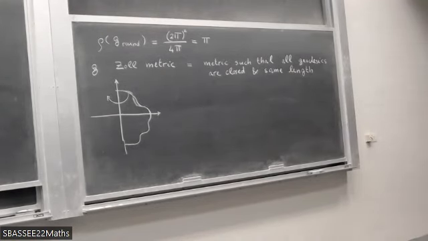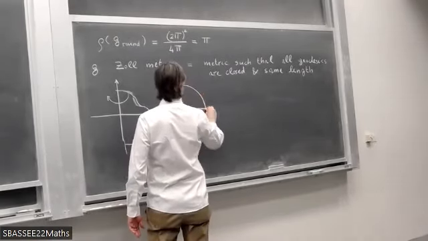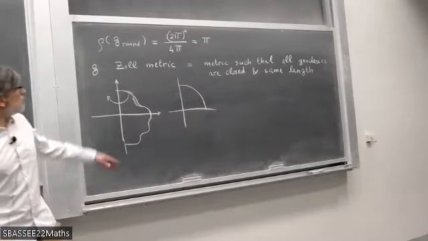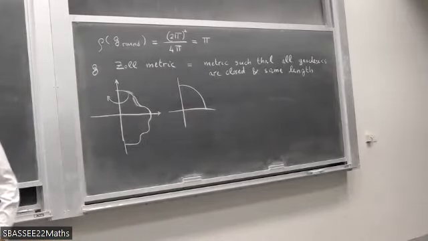The round metric is a Zoll metric. If your curve is the square root of 1 minus x squared, then you get the round metric. But then you can change this and still get a Zoll metric. Okay?